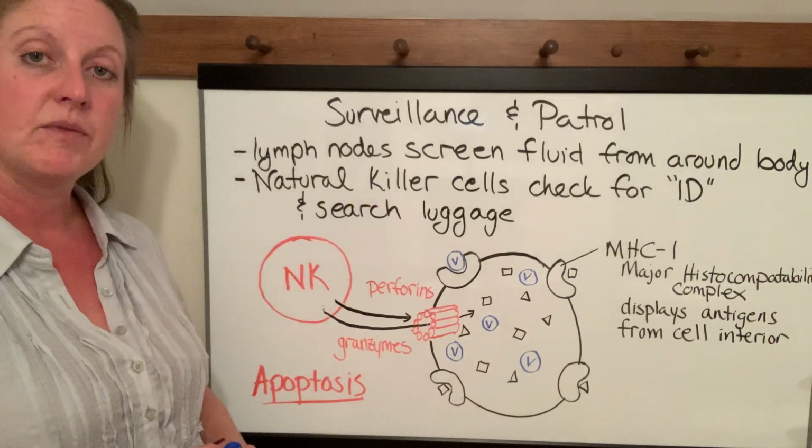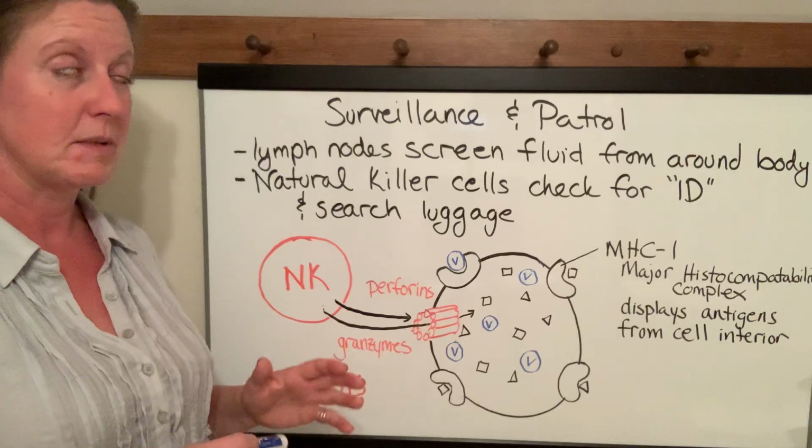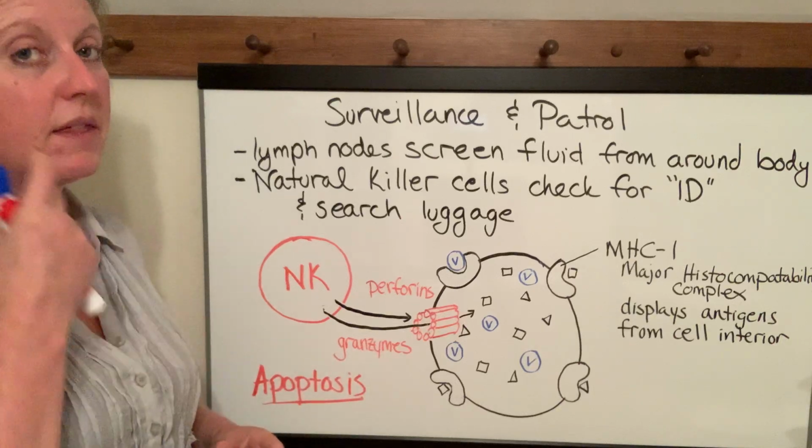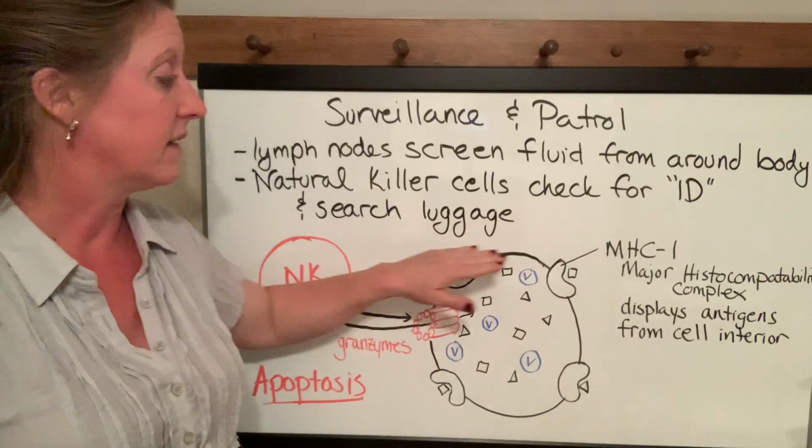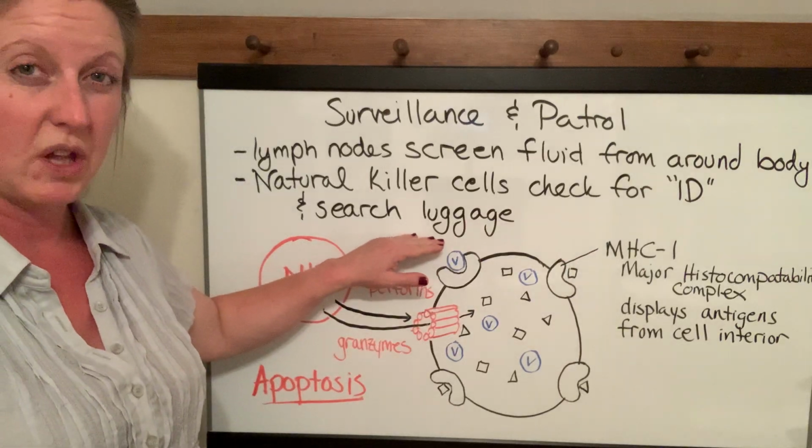Now, there's also something that's done by what we call natural killer cells. Natural killer cells are lymphocytes that are part of the nonspecific branch of the immune system. And their job is basically to check for IDs and to do a quick check of your luggage.